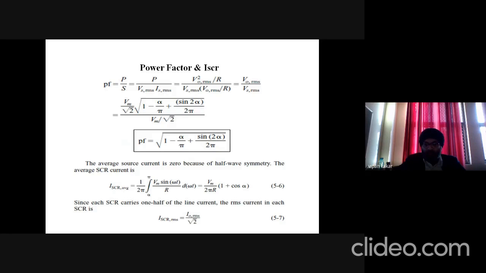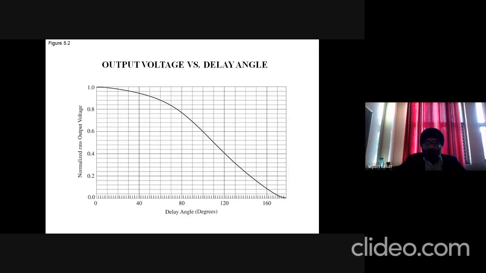So we have equation 5.6, similar to the current we saw in the half wave rectifier. Each SCR carries 1/2 of the line current, so the RMS current in each SCR can be divided by root 2. This graph shows that if we keep on increasing the firing angle, the RMS output voltage keeps on decreasing. That we have already seen in previous circuits also.